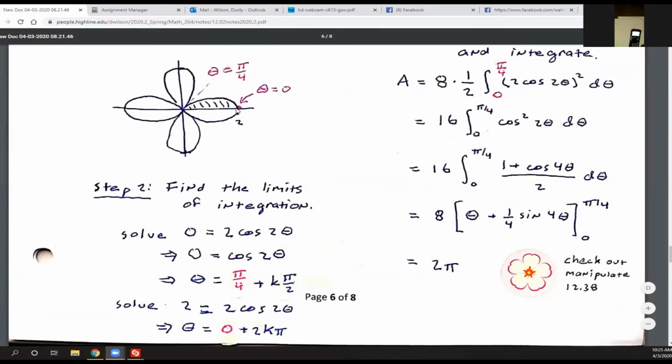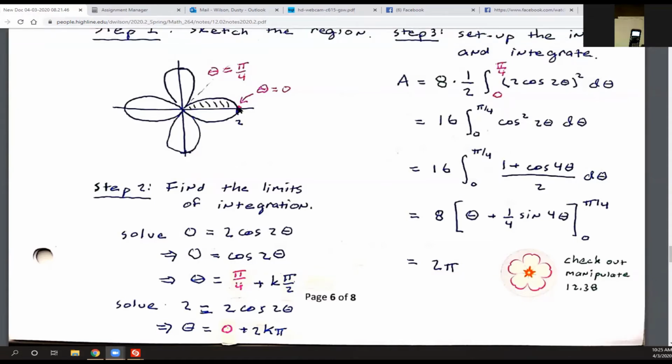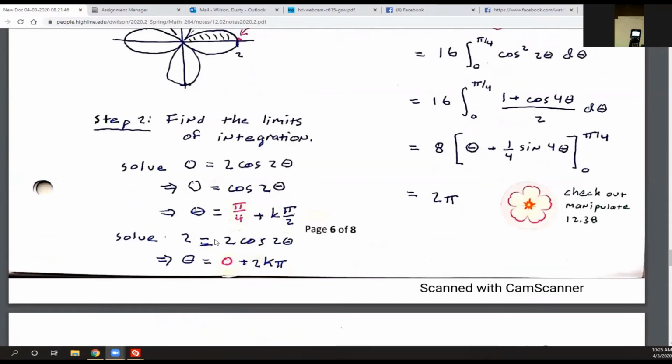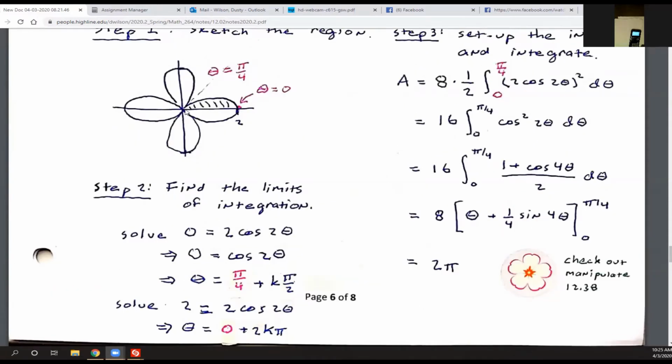And so you'll notice that at this point, you might be able to guess what they are, but at this point, the r is equal to 2. And so I want to know when 2 is equal to 2 cosine 2 theta. I can solve through, and that would be at 0. And then here, this would be when 0 is equal to r, or 0 is equal to 2 cosine 2 theta. Solve through, and I get theta equals pi over 4.